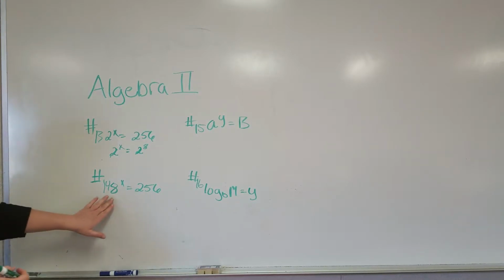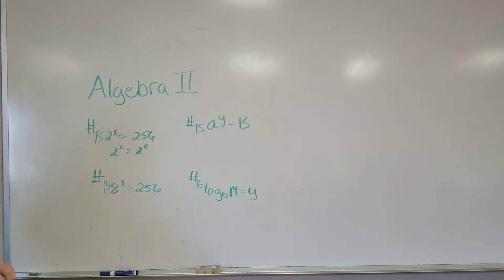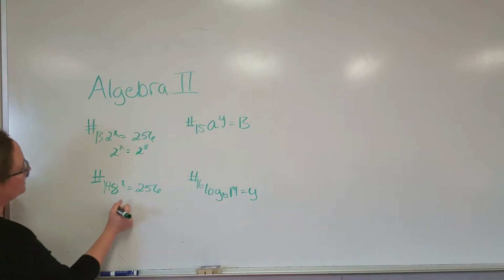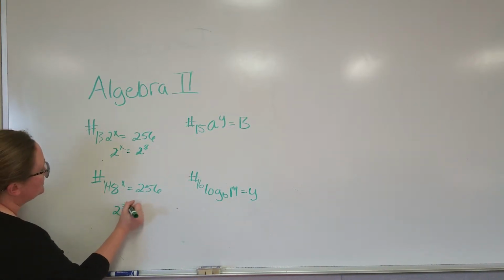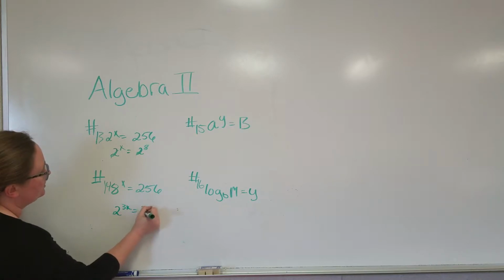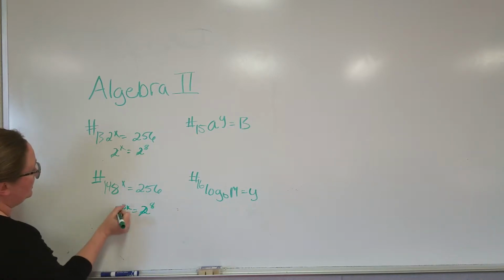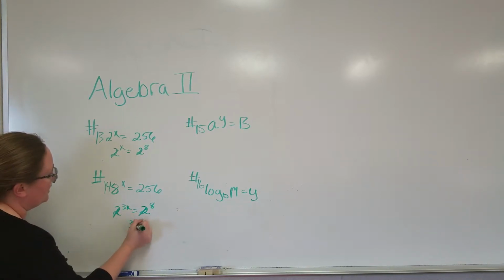Same thing here, except 8 isn't in lowest terms. 8 is 2 to the power of 3. So we're going to change that to 2 to the power of 3x, and then 256 is 2 to the power of 8. So again, the bases cancel. We have 3x equals 8. So x is equal to 8 over 3.